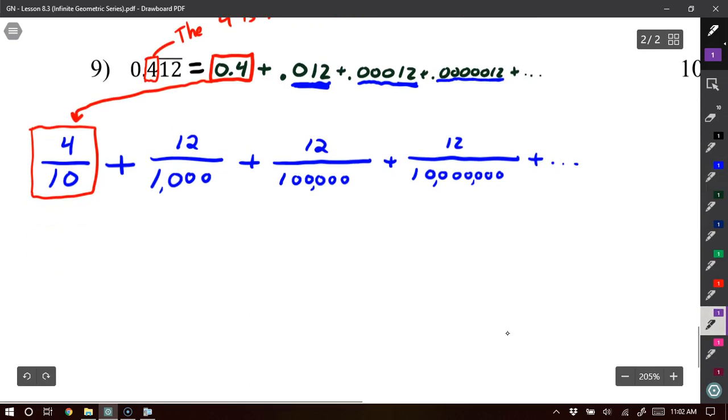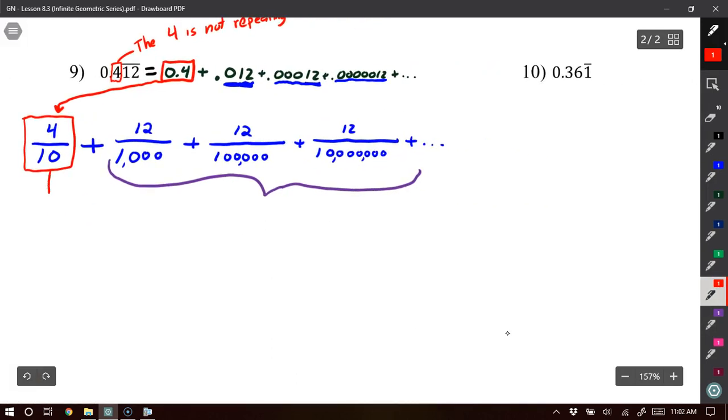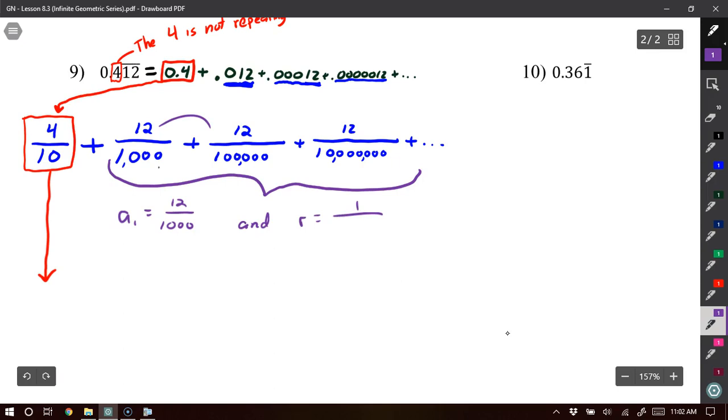The only part we're going to use our formula for is this part right here, because that's the infinite geometric series. That 4/10 is just going to be carried down. It's constant. It's staying 4/10. It's not adjusting at all. So in this case, A1 is 12 over 1,000. And my common ratio, let's see, it's going to be 1 on top. Hopefully you figured that one out because you're not changing the top. On the bottom, I have 3 zeros, and then I go to 5. So I want to insert 2 zeros. I'm multiplying by 100 in this case.